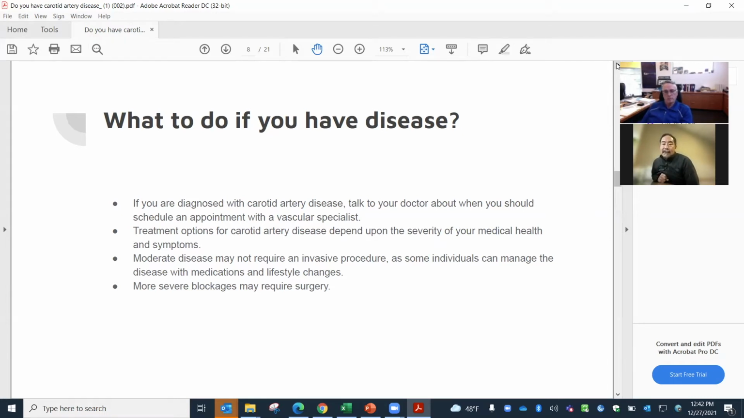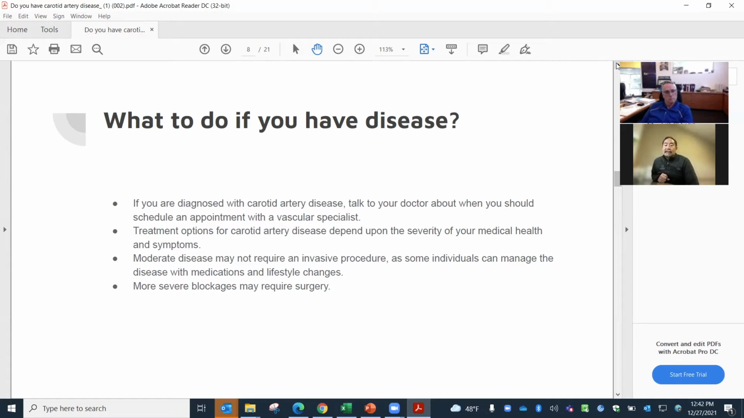If you're diagnosed with carotid artery blockages, well, simply talk to your doctor about when you should schedule an appointment to see a vascular specialist, vascular surgeon, because this blockage is a problem that can be fixed with surgery.